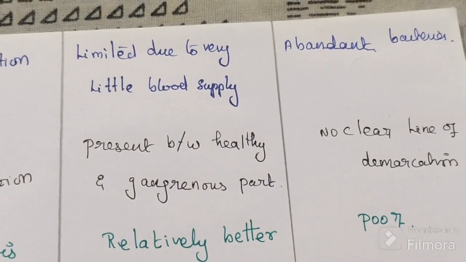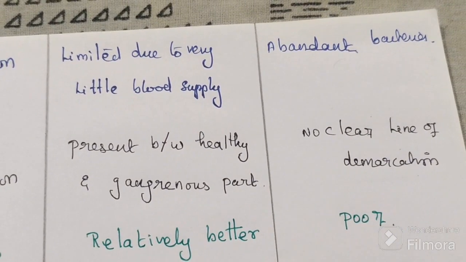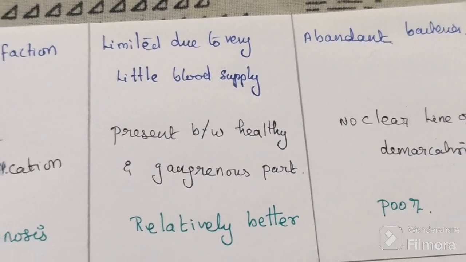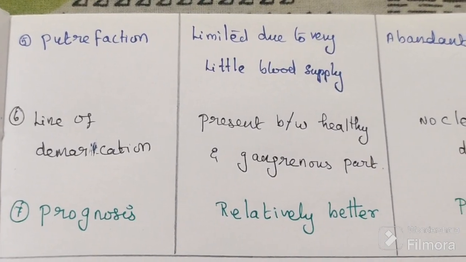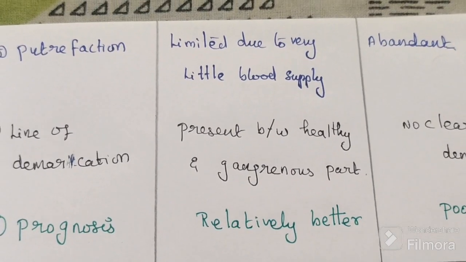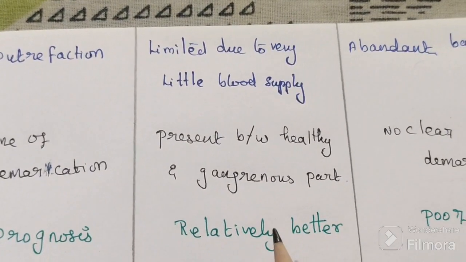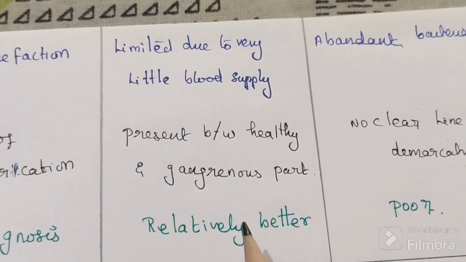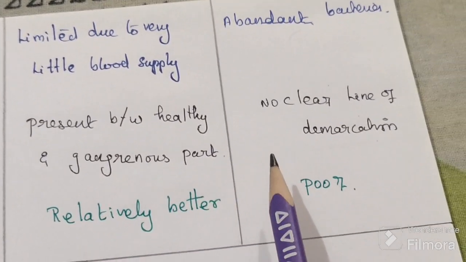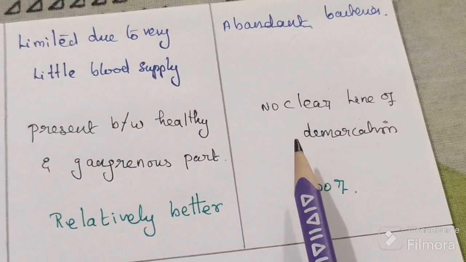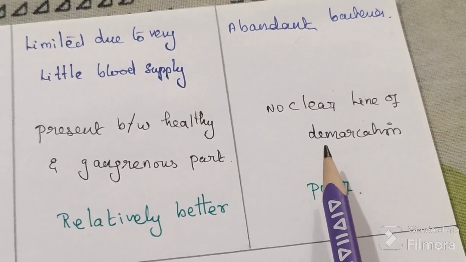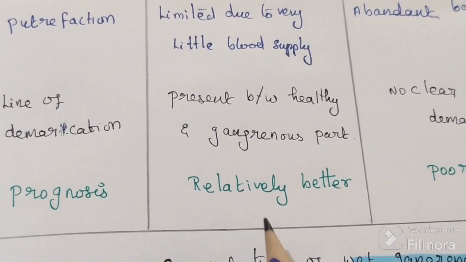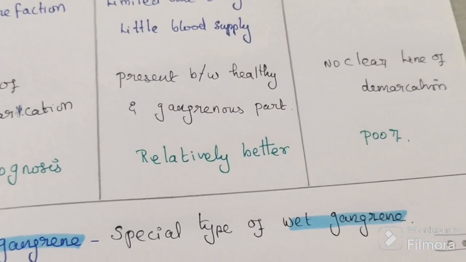Here putrefaction is abundant because bacteria are abundant. A line of demarcation is present at the junction between healthy and gangrenous part in dry gangrene. Here it is absent, with no clear line of demarcation. Prognosis is relatively better in dry gangrene, while this one is poor.